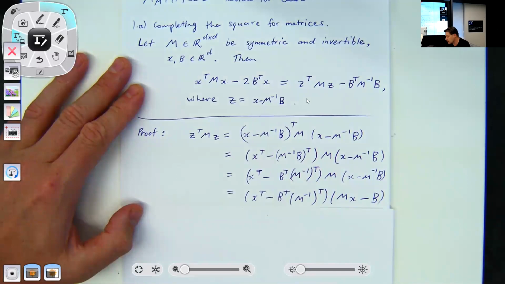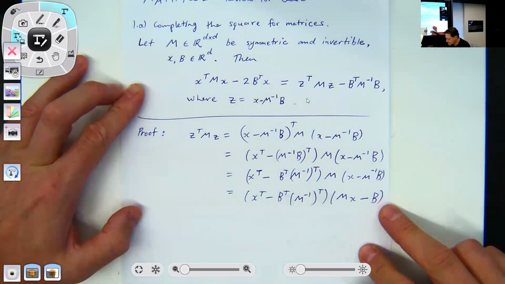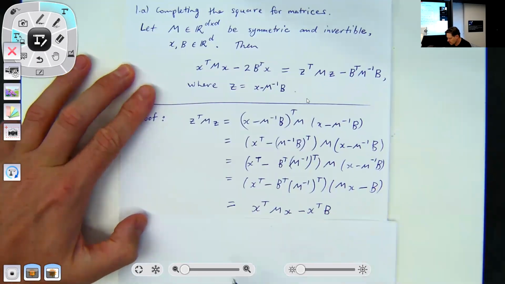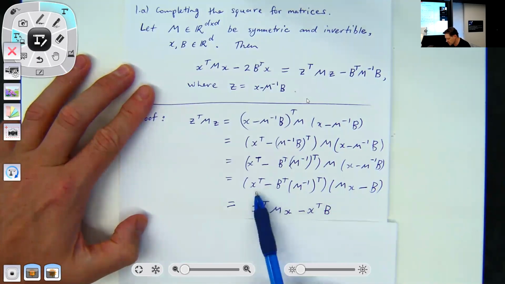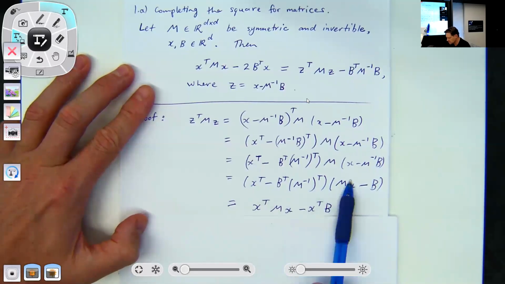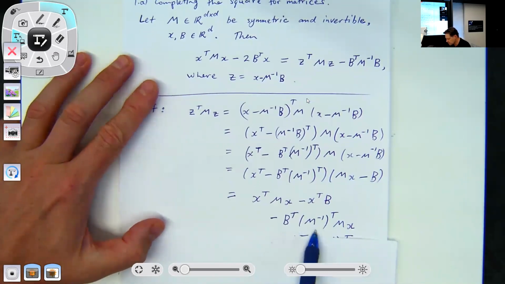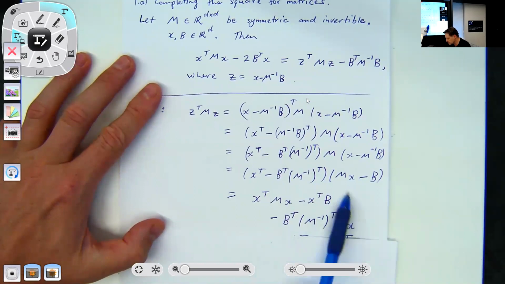Now we can expand the whole thing because we just have two things multiplying together. And so we expect to get 4 terms out of this when we expand. So let's do that. First we have X transpose times MX, and that is right there. And then I take X transpose times that minus B, and I put it right there. Now I deal with the next part, minus B transpose M inverse transposed, times each of these 2 terms. And so we have minus B transpose M inverse transpose times the MX, that is there.